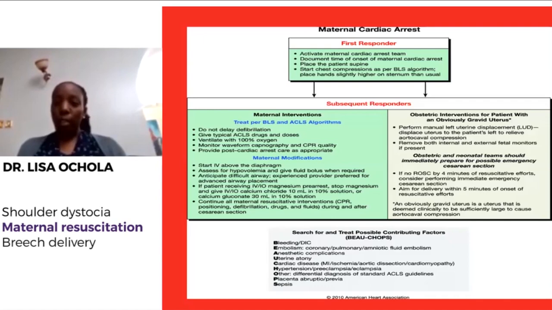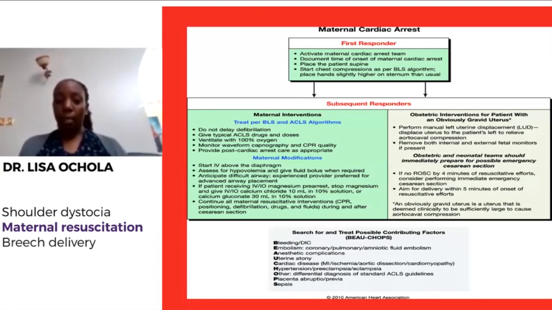Like we had been told before, with adult cardiac arrest, there are things you have to consider, the H's and T's. In pregnancy, we also look at other contributing factors, summarized as BEAUCHOPS. Bleeding is a possibility, especially if they've just delivered, postpartum hemorrhage and so on. Embolism, anesthetic complications, if they're in theater or got an epidural, uterine atony, as we had discussed before, cardiac disease, hypertensive disorders. Other is the 5 H's and T's, placenta abruptio and previa, and sepsis. You should keep these in mind when you're dealing with these mothers, and magnesium toxicity if they were already on a magnesium infusion.